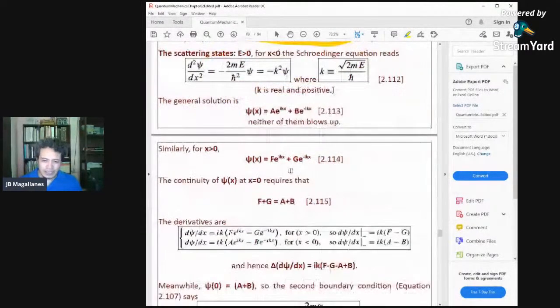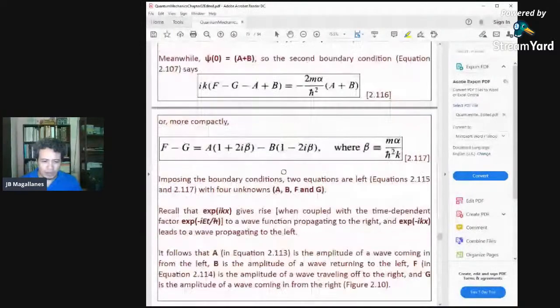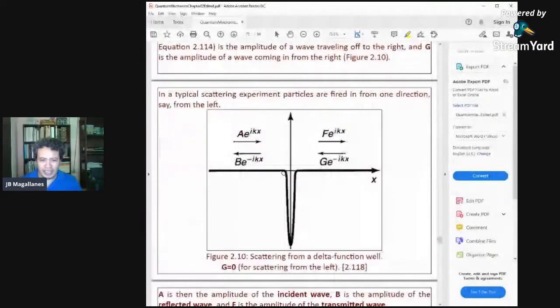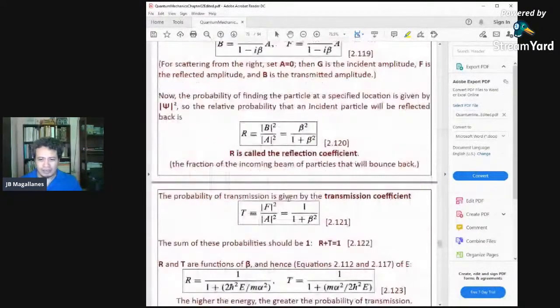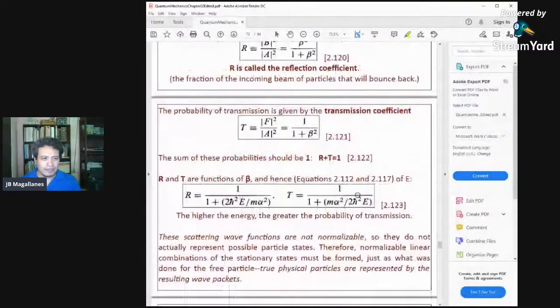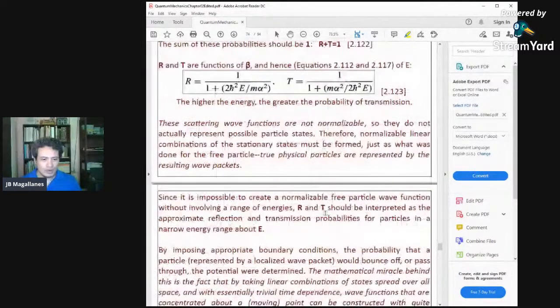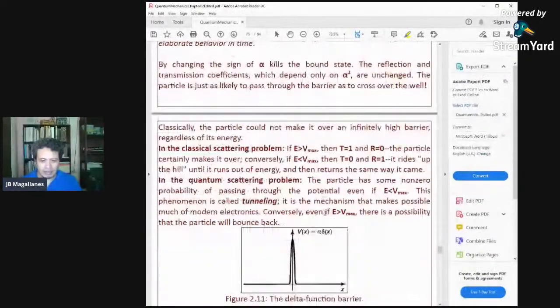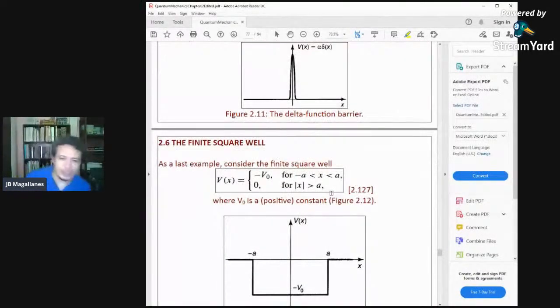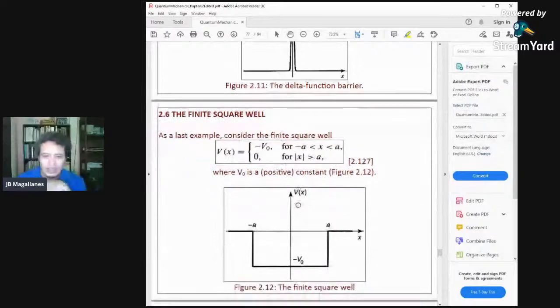For the scattering states, you don't have a normalizable wave function, but you can get the transmission and reflection coefficients here. So only bound states have normalizable wave functions, but scattering states for the Dirac delta don't have normalizable wave functions. So let's now go to the finite square well.